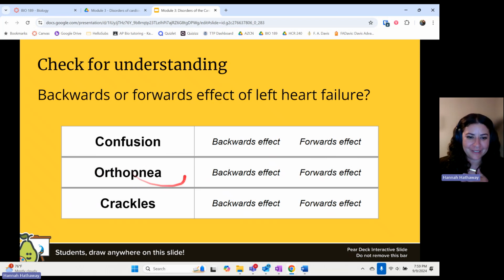Sorry. Orthopnea, so that's difficulty breathing when lying down. That's talking about something with the lungs, fluid in the lungs, that's a backwards effect. As is crackles, because that is due to fluid in the lungs, that is also a backwards effect. Okay, so that is left side heart failure.